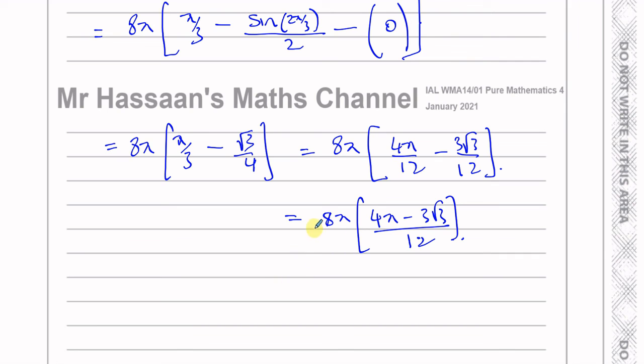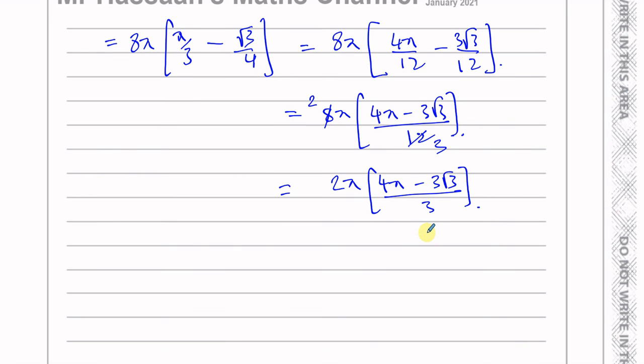And so now what we can do is we can cancel out some of the common factor. Here we've got 8 and 12. You can see 4 goes into both of them, so that's going to be a 2 here and a 3 here. So you're left with 2 pi outside the bracket, and inside the bracket you've got 4 pi minus 3 root 3 over 3. I'm guessing you could leave it like that, or we could express it as separate terms. So you could write this as 2 pi over 3 times 4 pi minus 3 root 3. I'm sure each of these would be perfectly acceptable ways of expressing your answer.